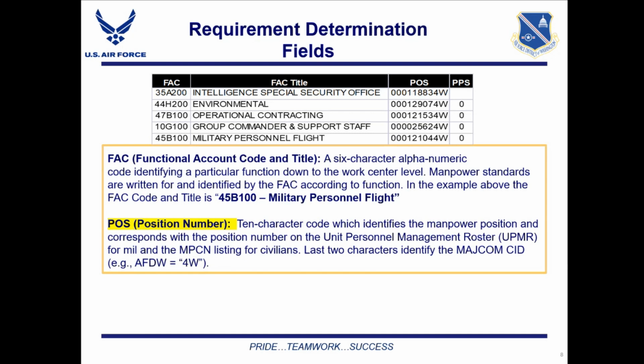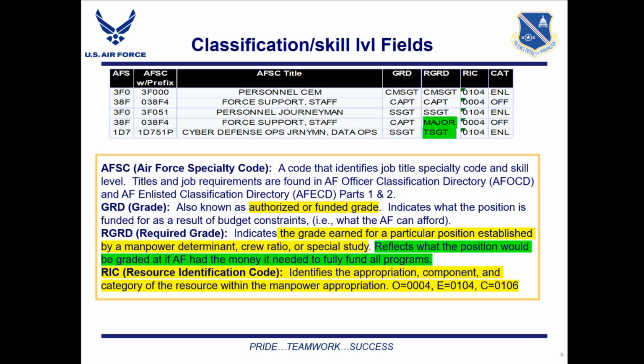And then the position number is going to be one of the main fields that you'll notice. It is a 10-character code which identifies the manpower position. It also corresponds with the UPM, and the last two characters are 4W, which is the MASCOM ID. Some of the classification fields on the UMD are the FSC, the grades and required grades, and the RIC.